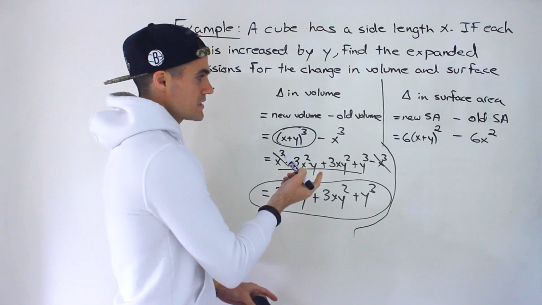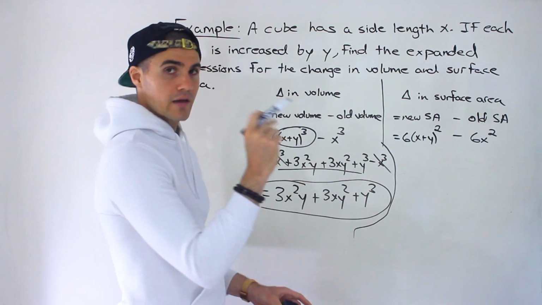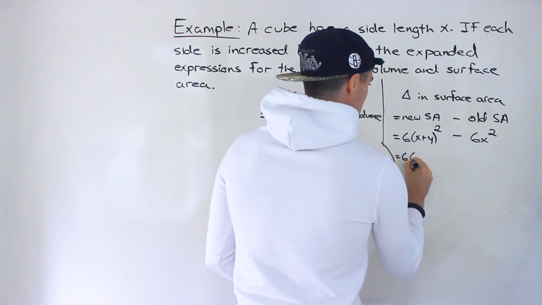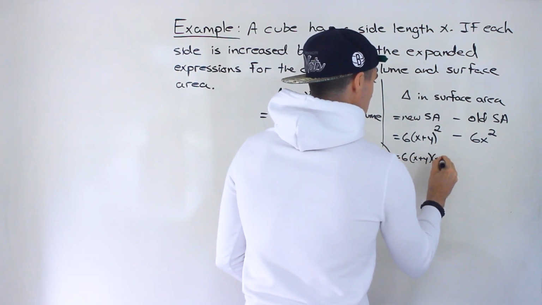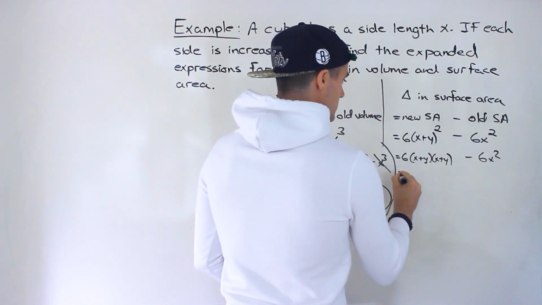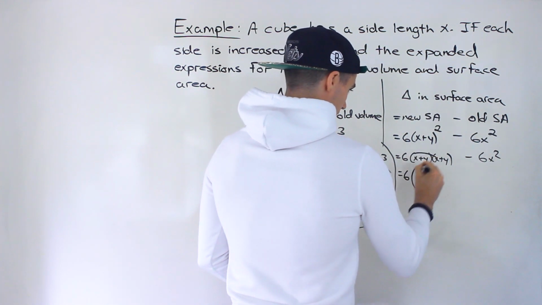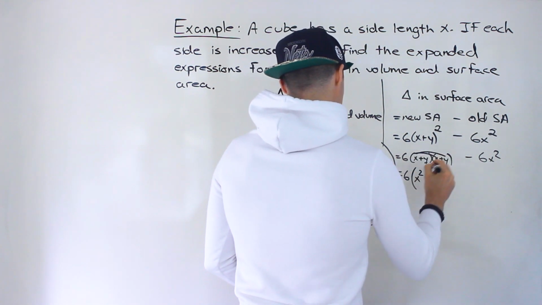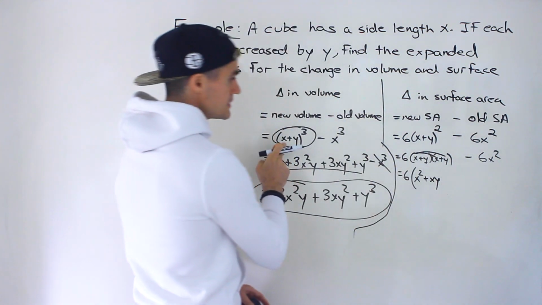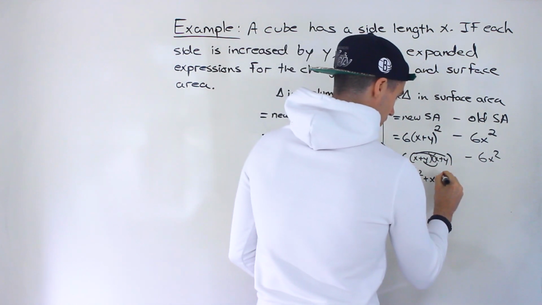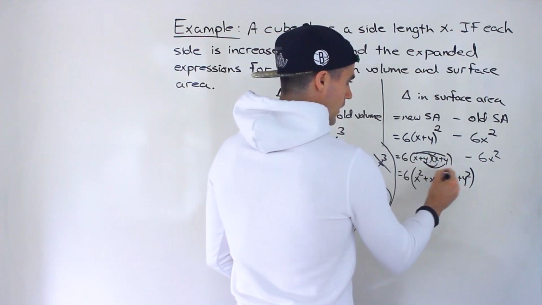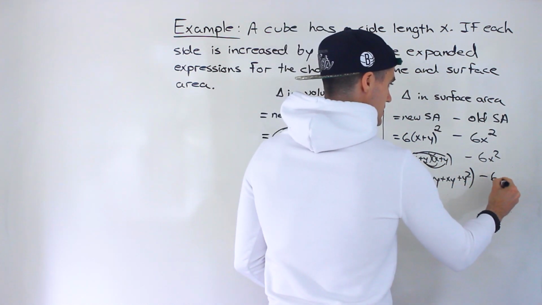And then this one, it's not going to be as bad because we're not dealing with exponents of 3. It's just an exponent of 2, so we could rewrite this as 6x plus y times x plus y. And we got the minus 6x squared, so let's multiply the brackets first. X times x is x squared, x times y is xy. We actually already did that when we did it here, but let's just rewrite it again. Right, and then y times y gives us that y squared. Then we got the minus 6x squared.